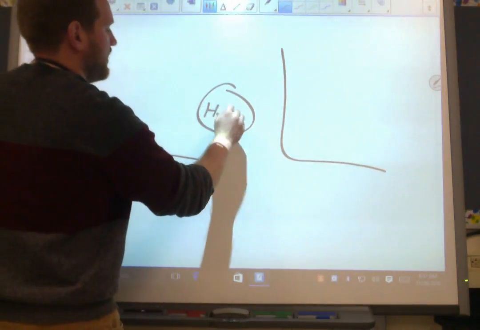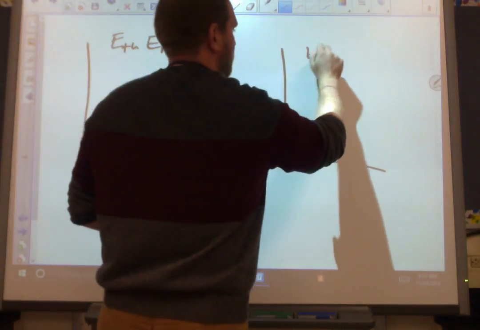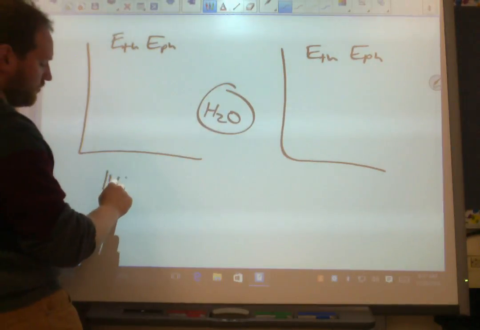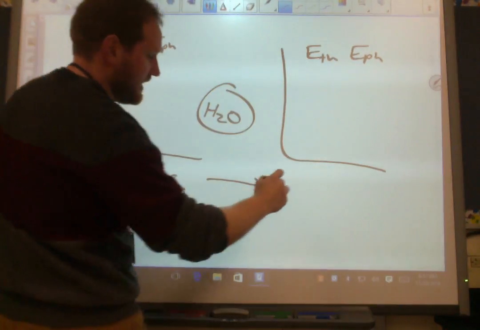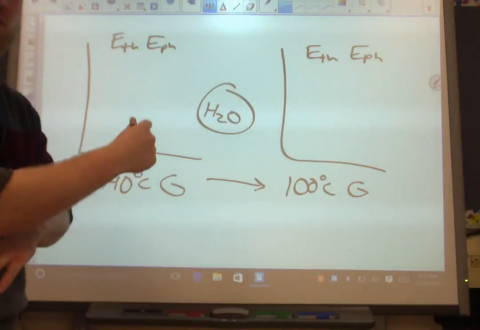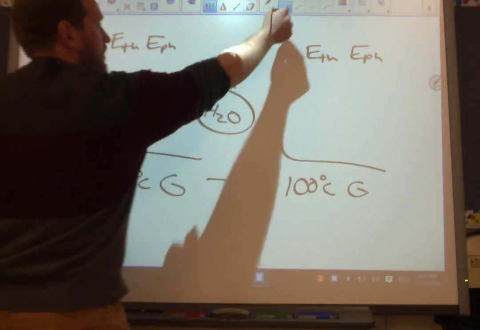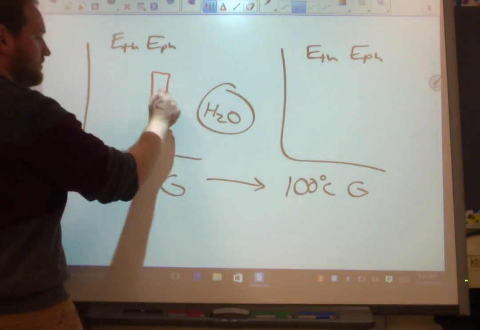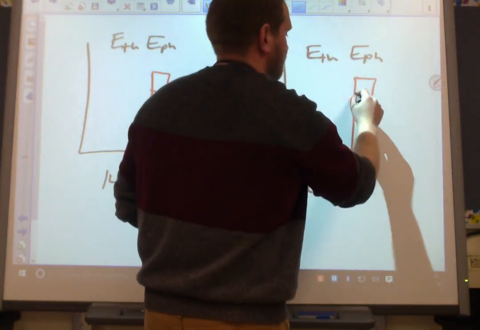Okay, so I'm going to put my H2O in the middle here. We're starting with 140 degrees Celsius gas, and that's going to cool down until it starts to condense, which is 100 degrees Celsius, and we're going to still leave it as a gas. I don't want to show the cooling down and the condensing in the same step. So, for EPH, 4 bars for gas. Gas, 4 bars as well.